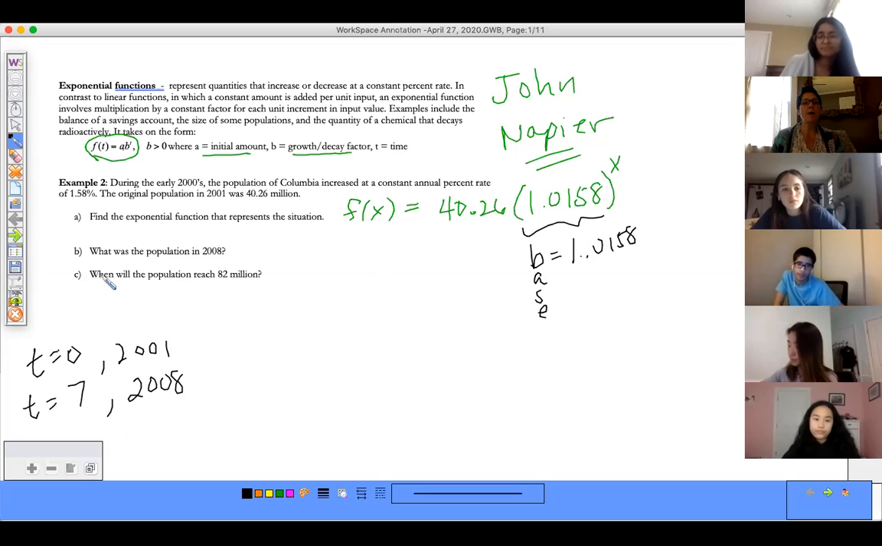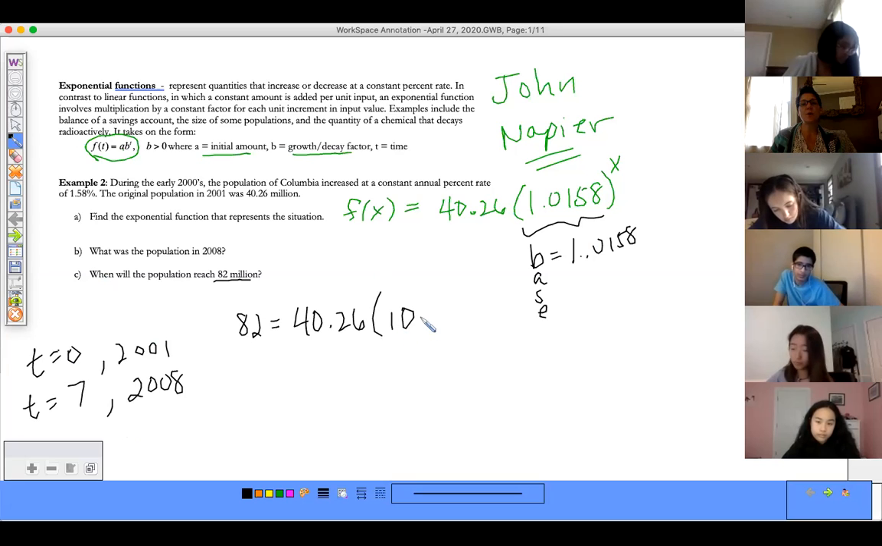Yes? All right. So now the next thing I asked is when is the population going to reach 82 million? So now we're going to set f of x, which is y, equal to 82 million. And now we have our 40.26 times 1.0158 to the x power. When we would go about solving this, if you remember, we did this graphically before.